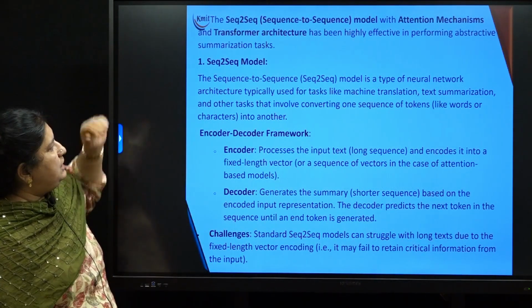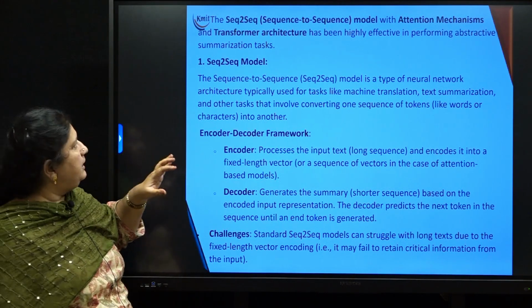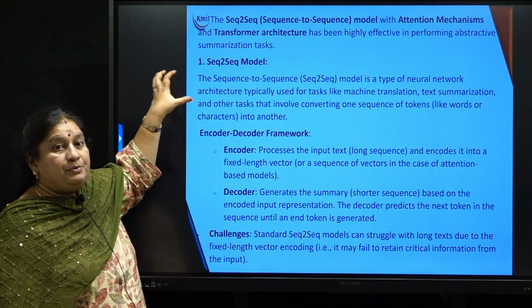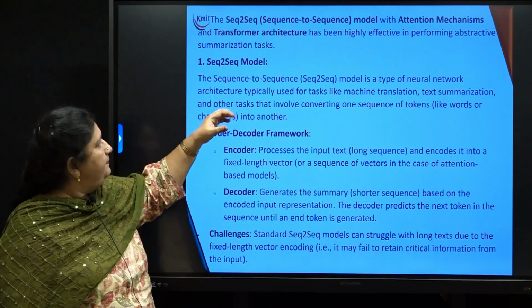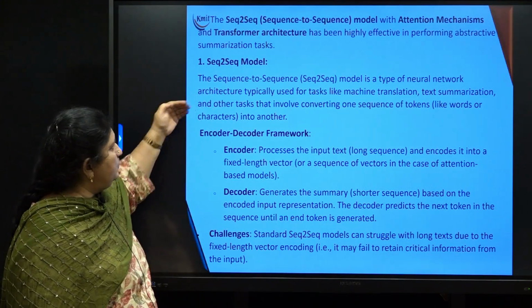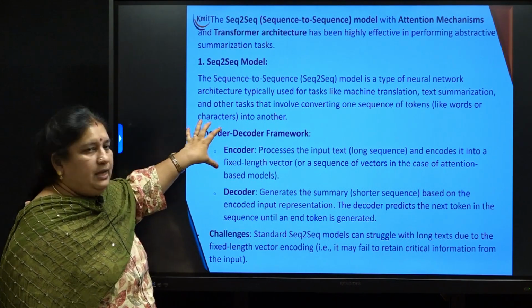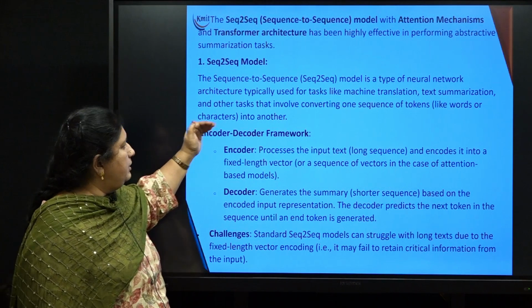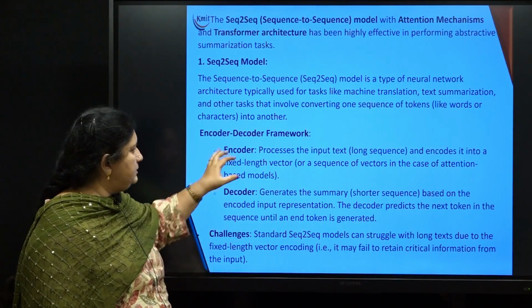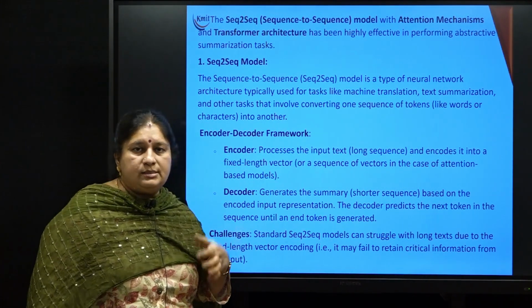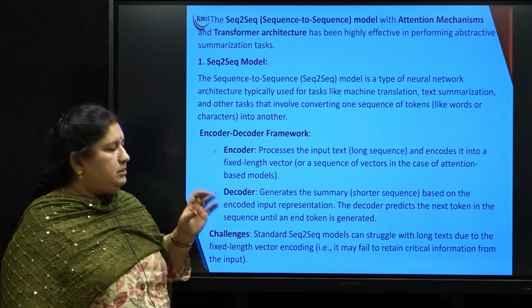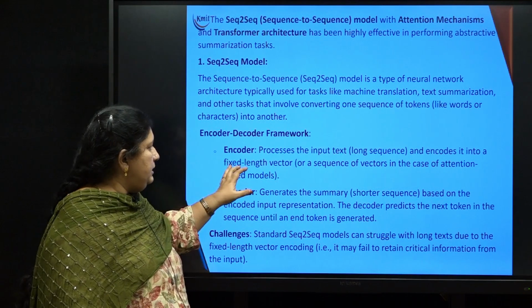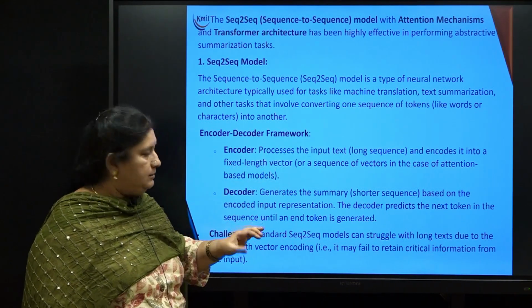The sequence to sequence model with attention mechanism and transformer architecture does abstractive summarization very well. So what is the sequence to sequence model? We have learnt it in the initial sessions. It comes with the encoder decoder framework. What does the encoder do? It processes the input text and generates a set of hidden states, or it generates a fixed length vector, right?